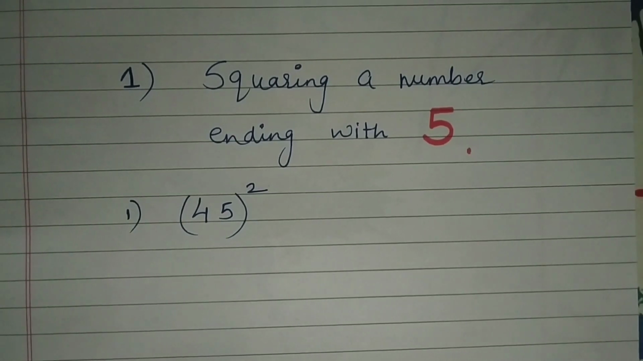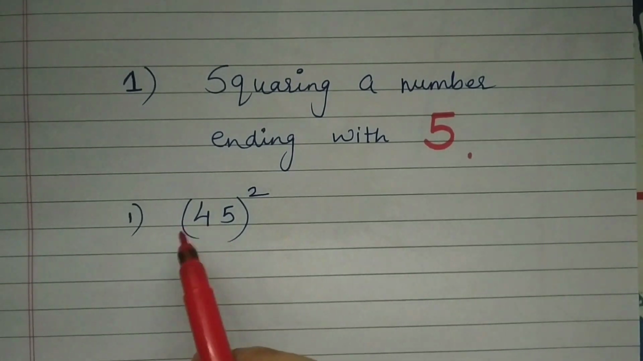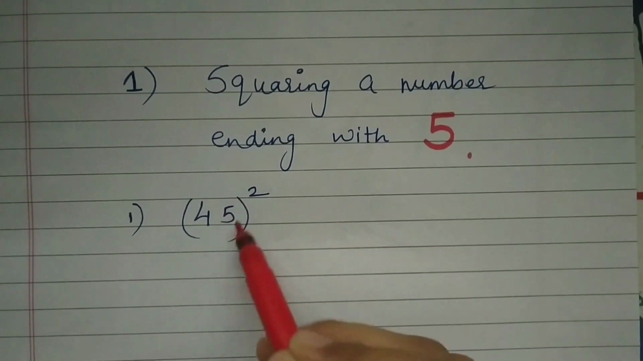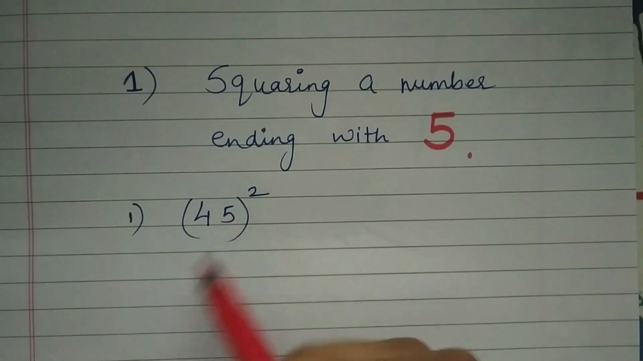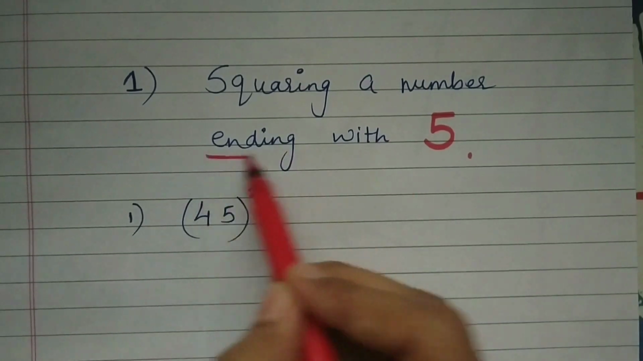So let's begin with learning how to square a number which is ending with 5. This is a very interesting trick that you will enjoy. Let's start. See, I have taken an example: 45 is a number which has its ending number as 5. So we will be learning many examples which will have their ending number as 5.